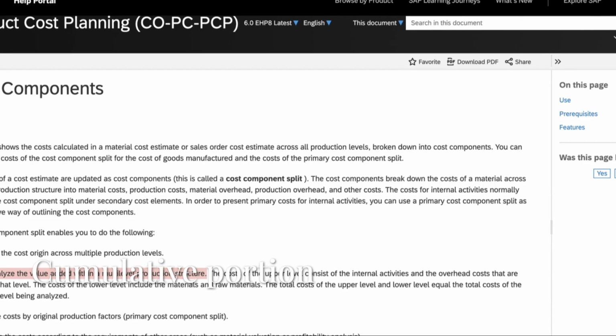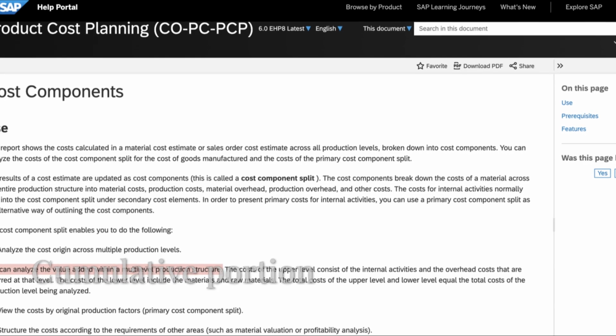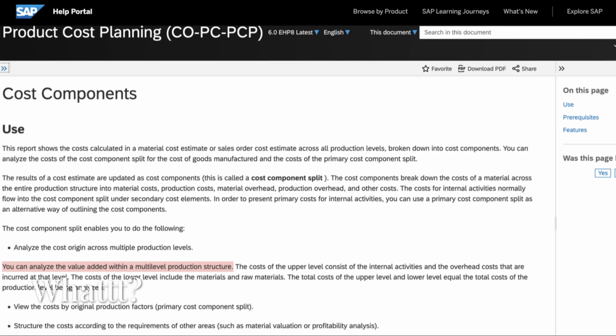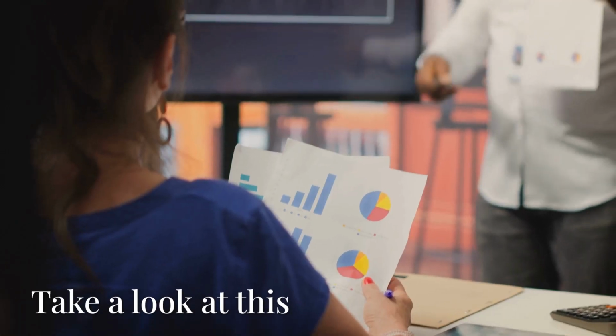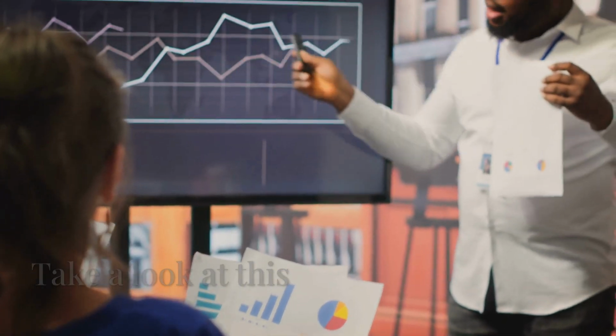The split refers to the ability to tell the cumulative portion of the material cost breakdown up to the level in the production chain being analyzed. What? A visual representation explains this better.